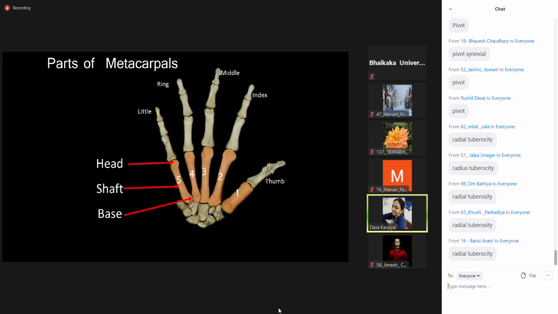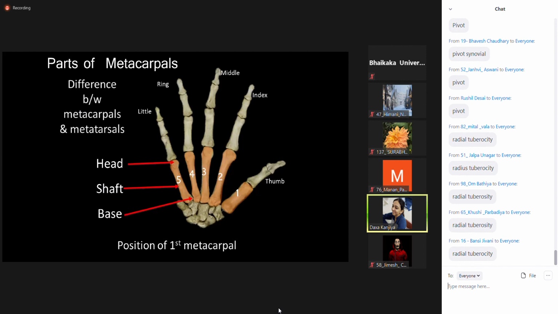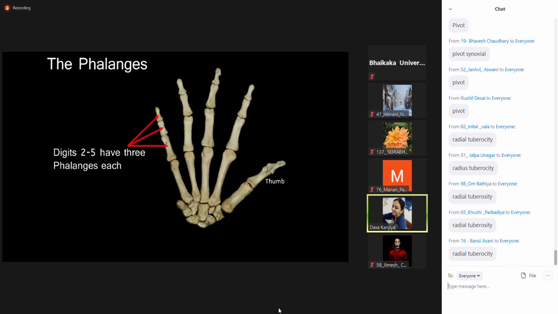Then the metacarpals are numbered from lateral to medial: first, second, third, fourth, and fifth metacarpals. The parts of the metacarpals are the head, shaft, and base. And here you have to remember the difference between the metacarpals and metatarsals, right? Then there are 14 phalanges. The medial 4 fingers have 3 phalanges: proximal, middle, and distal phalanx. The thumb has only 2 phalanges, proximal and distal.